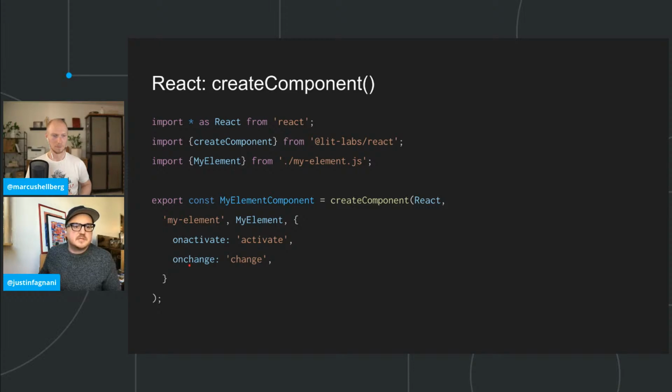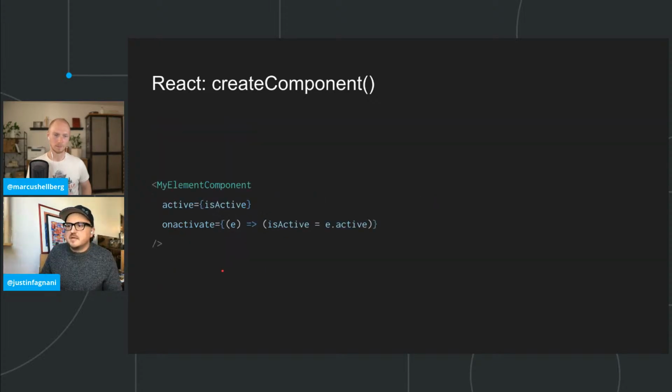We typically implement events by calling dispatch event and just assume you're going to call add event listener. And React doesn't work that way. So this will create properties on the React component in order to add event listeners. And once you do that, you're able to use that component in JSX and in React, just like you would use any other React component.